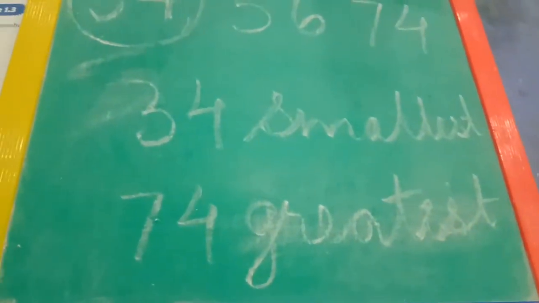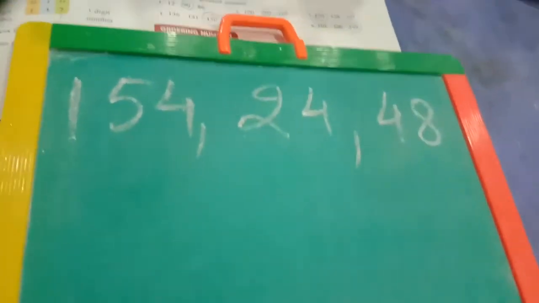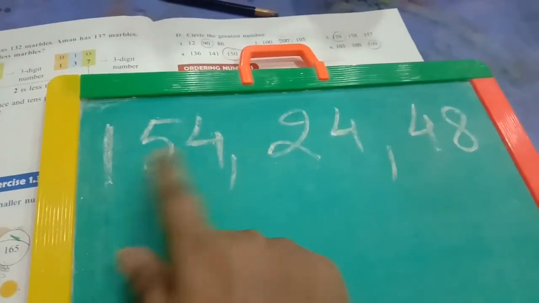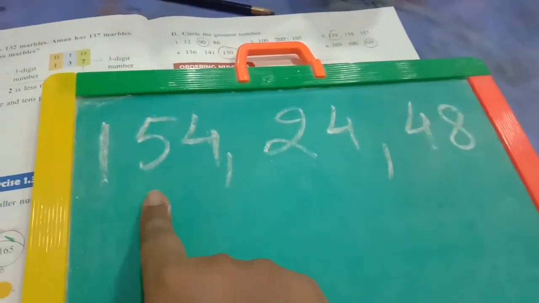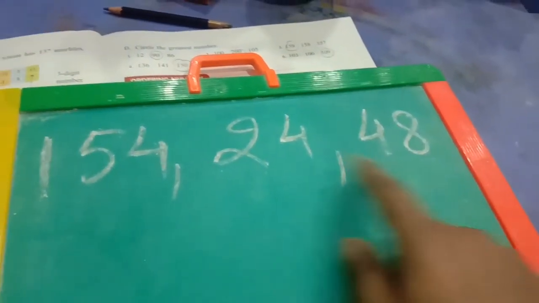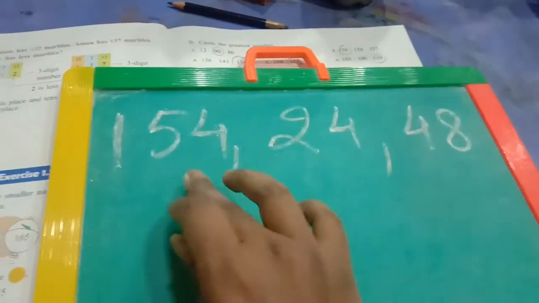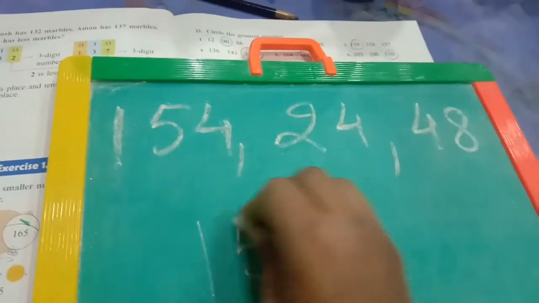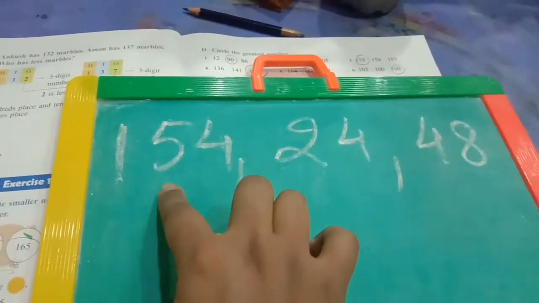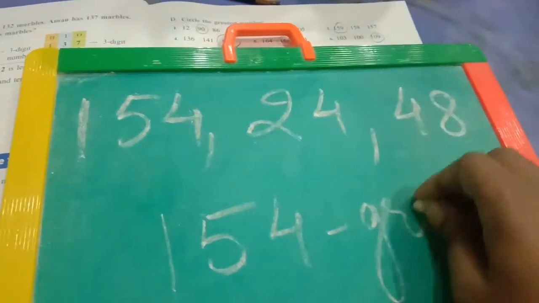Got it, children? Now suppose you got numbers like these. Out of these 3, one number is a 3-digit number, and the remaining are 2-digit numbers. So very clearly we can identify that 154 is the greatest, because this is 3 digits and the others are 2 digits. So a 3-digit number is greater than a 2-digit number. So 154 is the greatest.